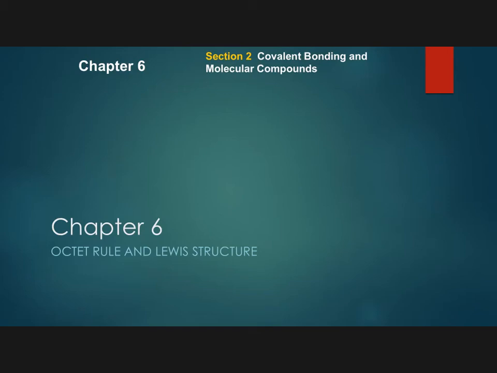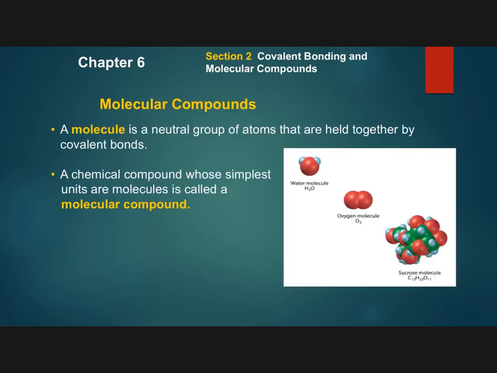This screencast is about the octet rule and covalent compounds forming molecules. There are several types of bonding. You can have ionic, metallic, and covalent, so we're going to focus on covalent bonds.